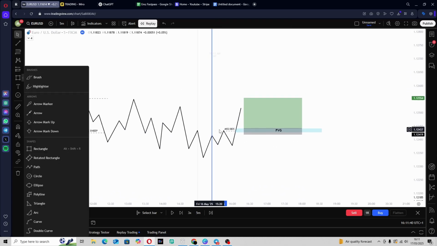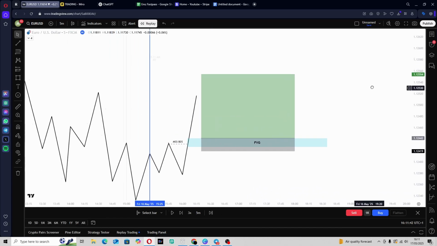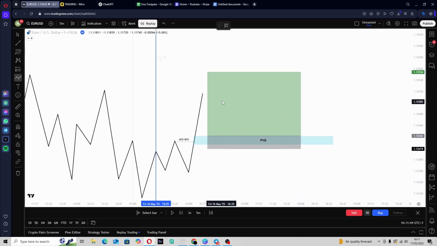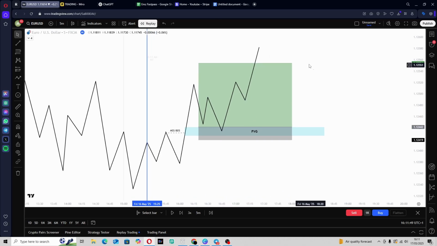Once you play price forward, you'll see exactly how this runs. It comes back down to the area, bounces off of it, and goes up and completely smashes our take profit. This is exactly how it works every single day within every single structured strategy that I show you, okay?